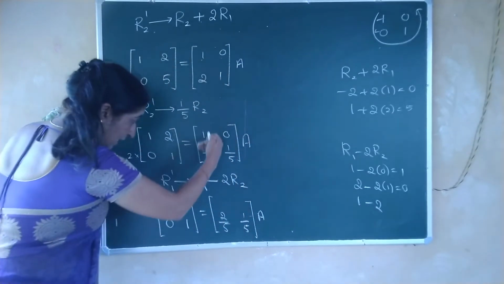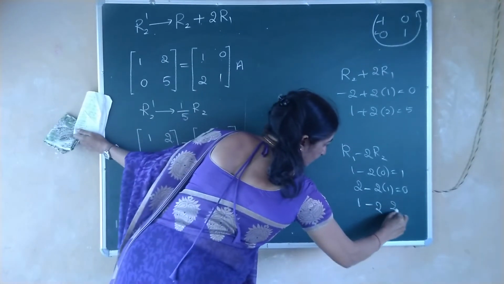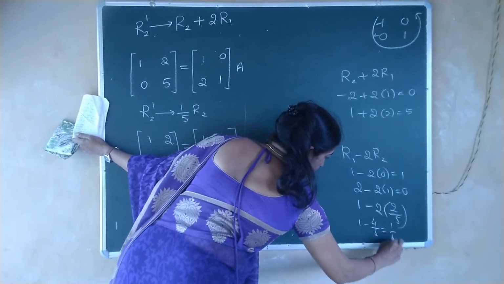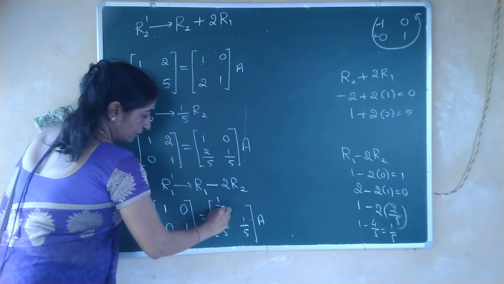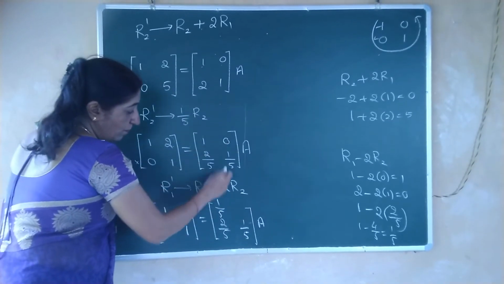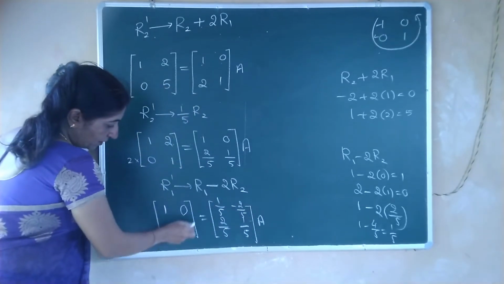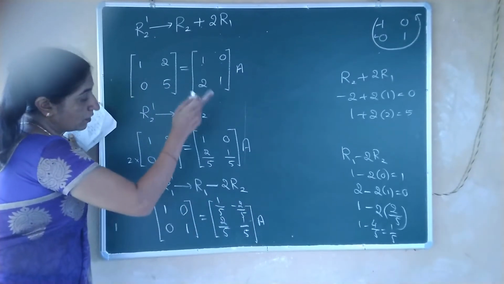Its exact corresponding value is 2 by 5. It is 1 minus 4 by 5. That is nothing but 1 by 5. Then 0 minus 2 into R2. That is minus 2 by 5. See, this we converted in the form of 1, 0, 0, 1.